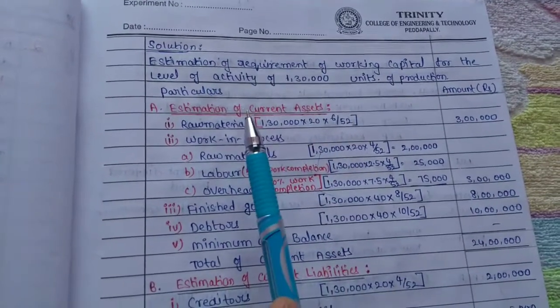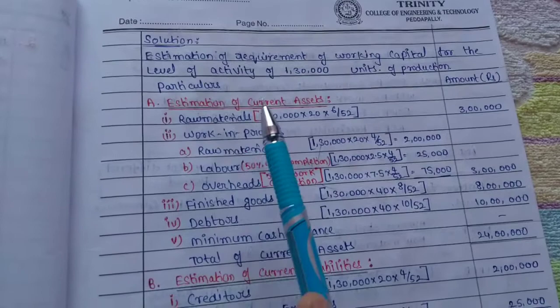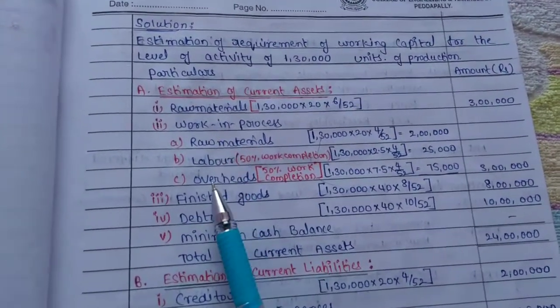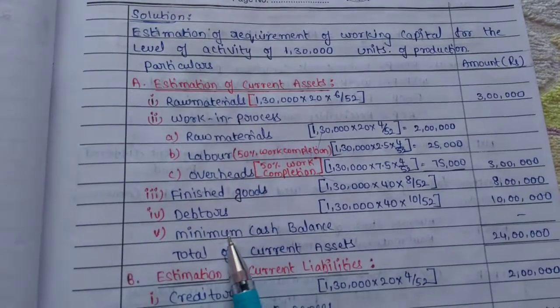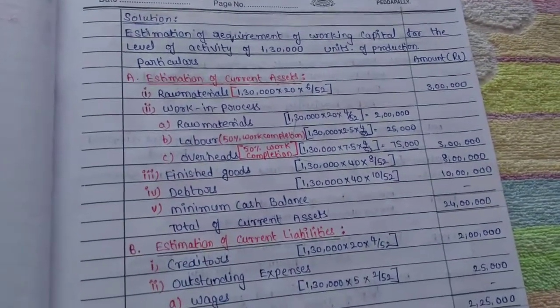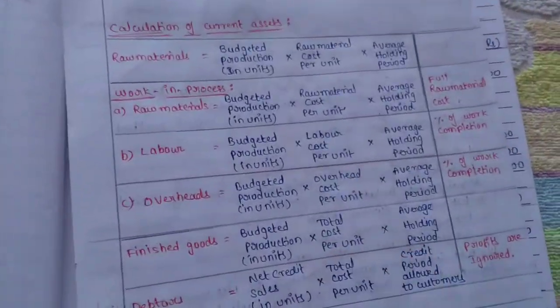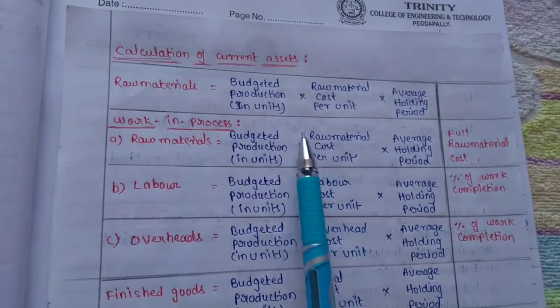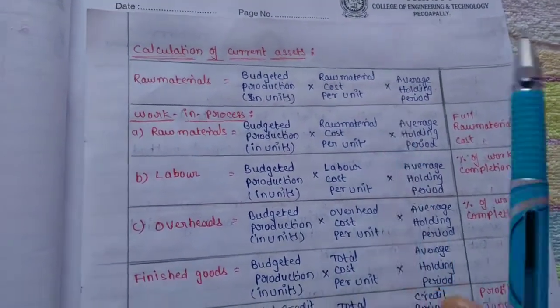See here, already in the previous video we have discussed the formula for the estimation of different elements of cost or different elements of current assets. Now raw material. How to calculate the raw material? See here, budgeted production in units into raw material cost per unit into average holding period.